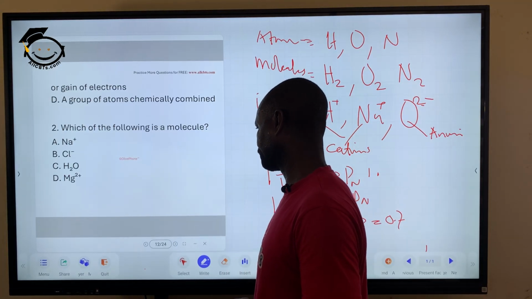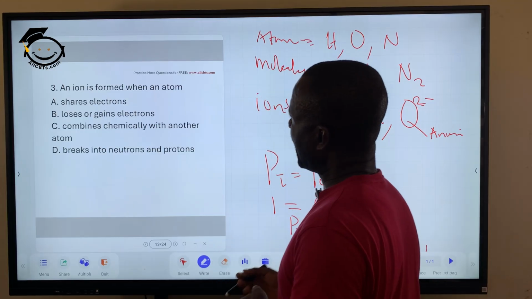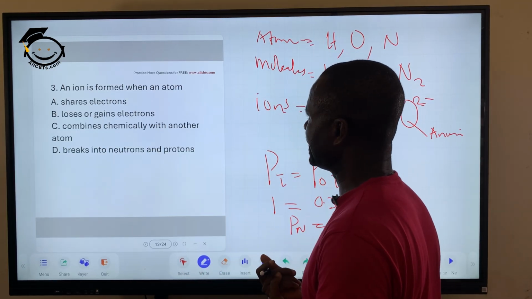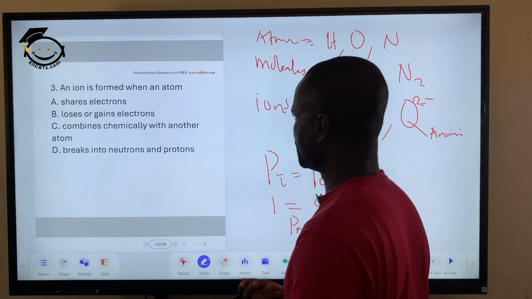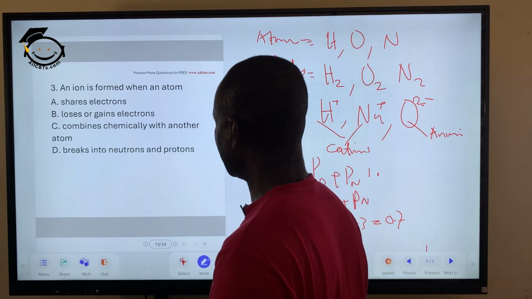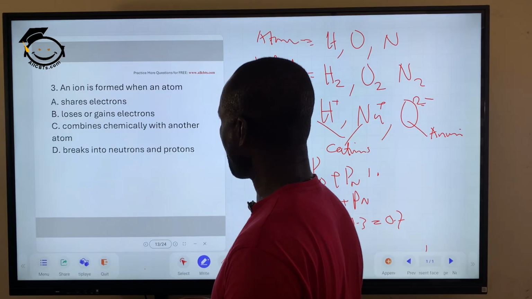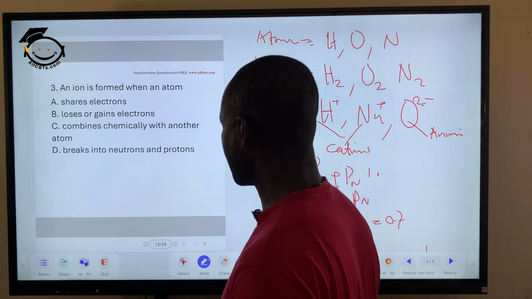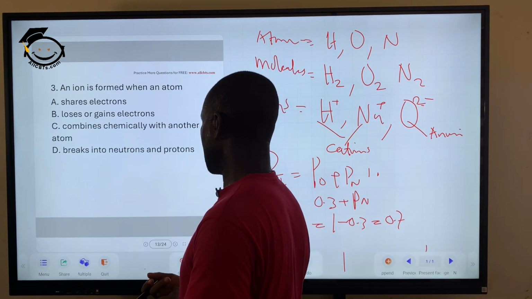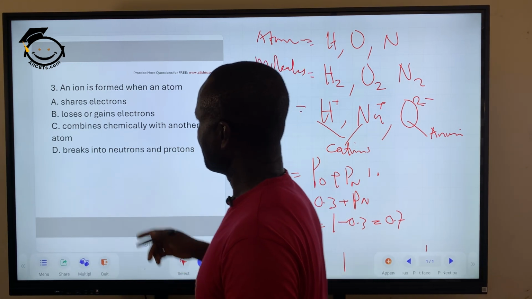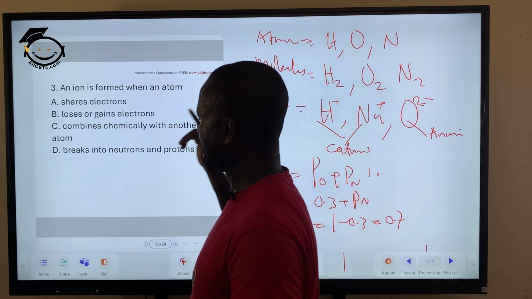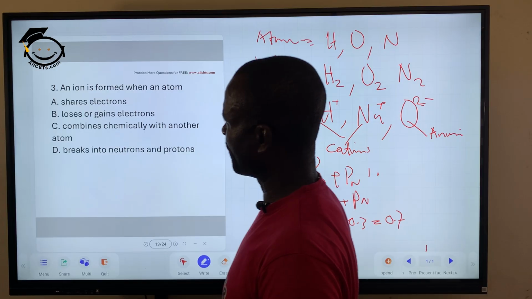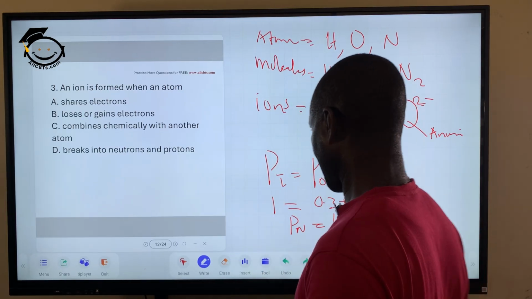Next, an ion is formed when an atom: A. shares electrons, B. loses or gains electrons, C. combines chemically with another atom, or D. breaks into neutrons and protons. We said an ion is formed, either positive or negative, when an atom either loses or gains electrons. So the correct answer is B.